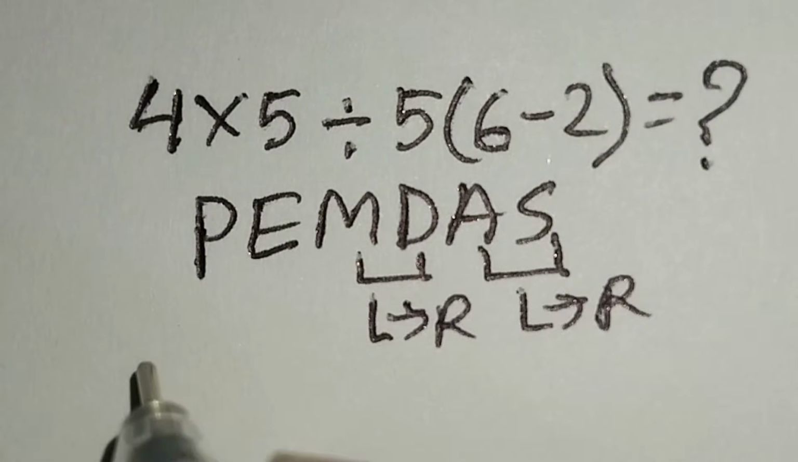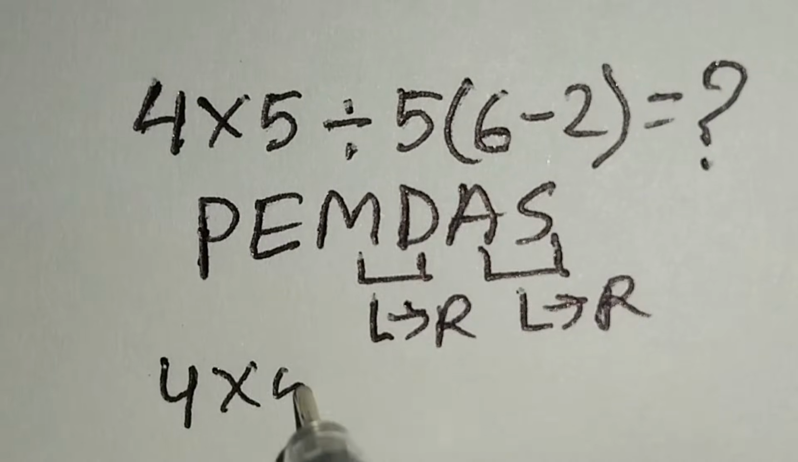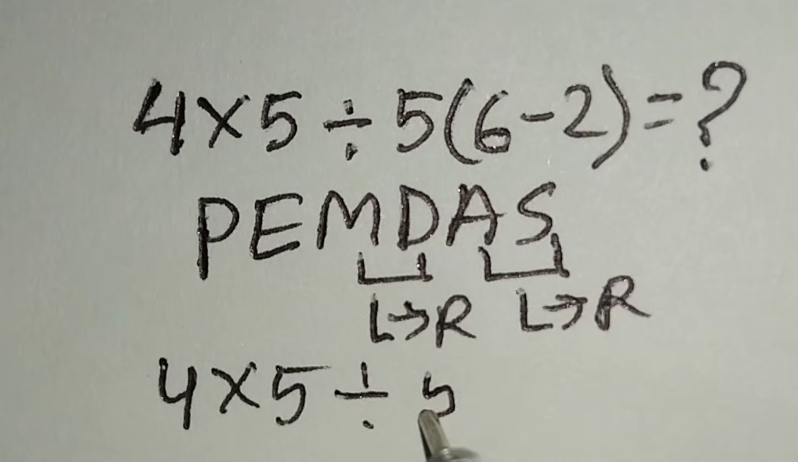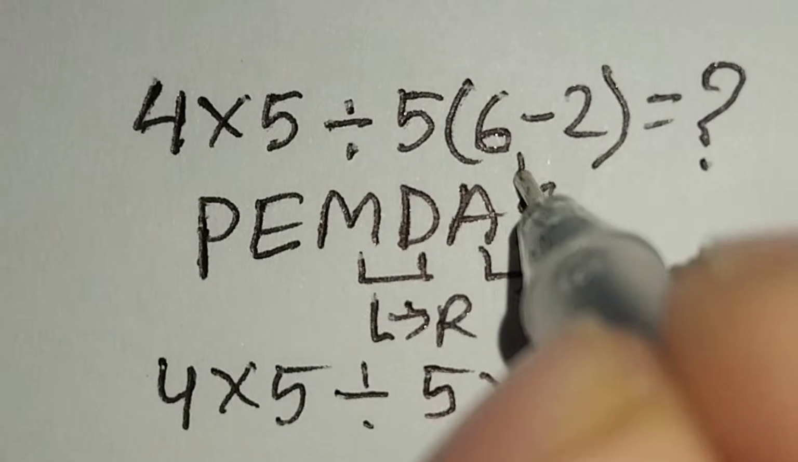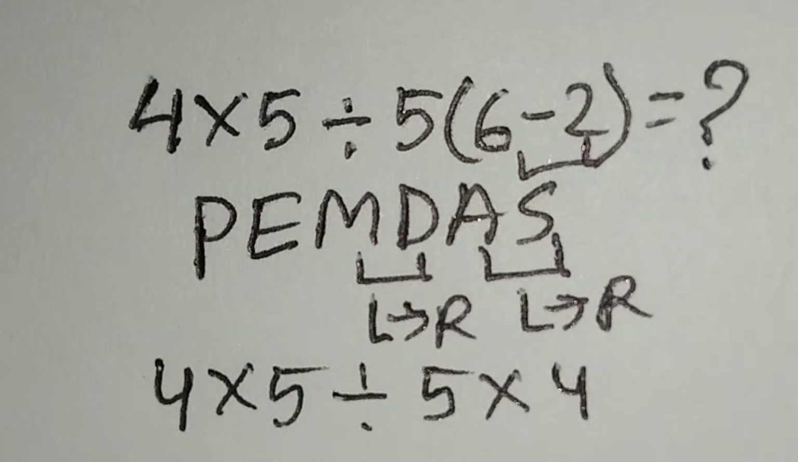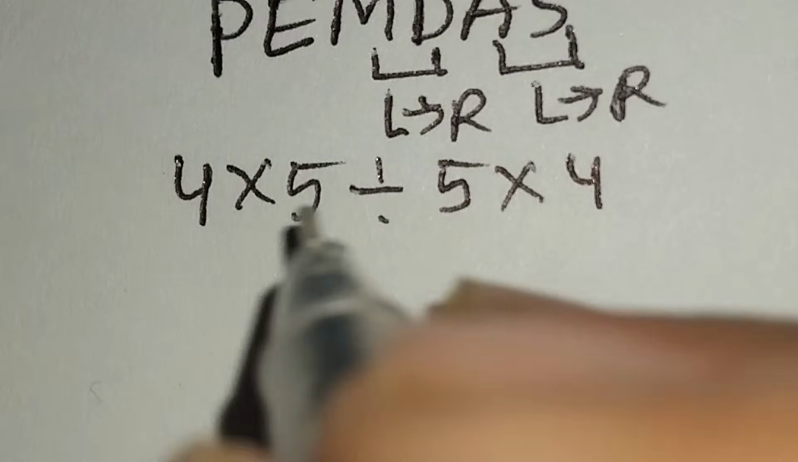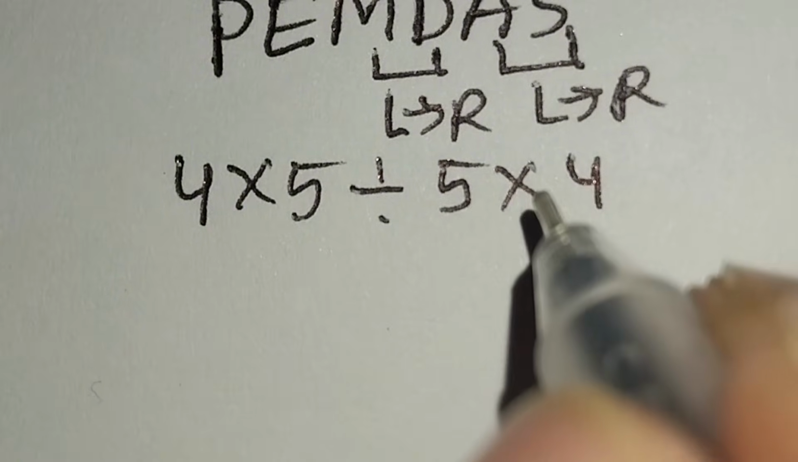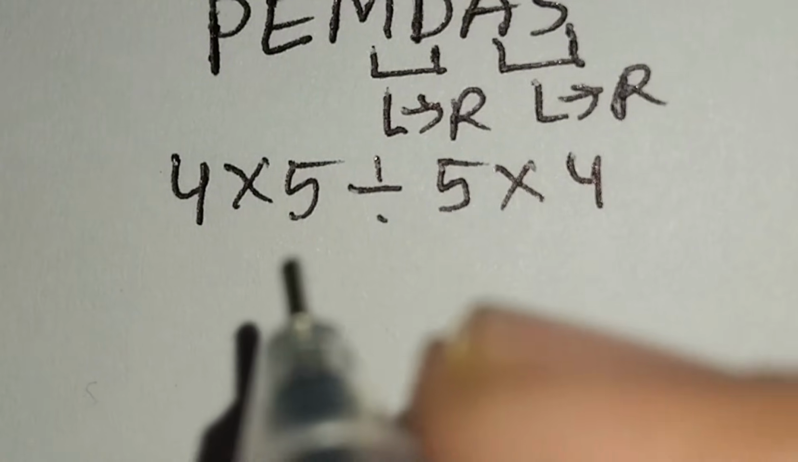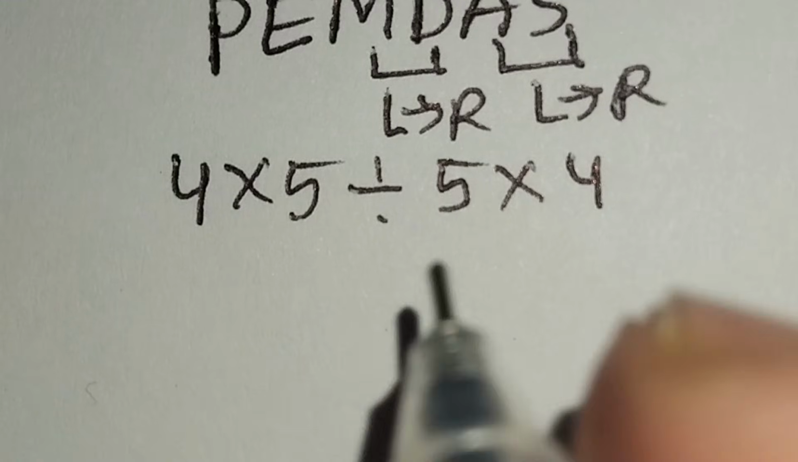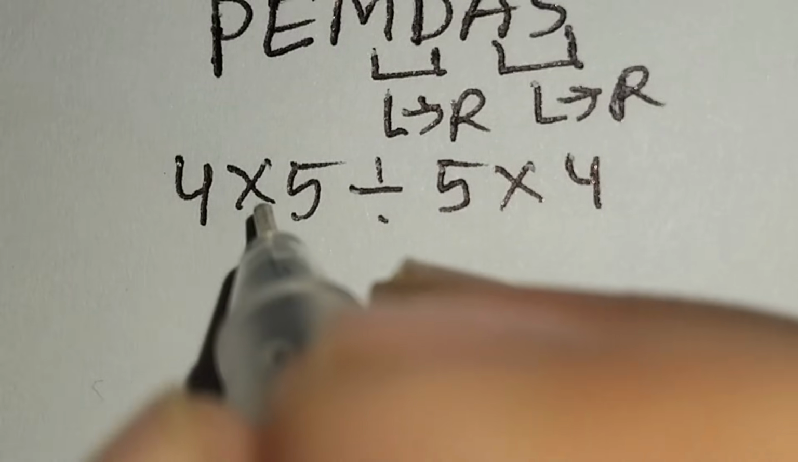Here 4 times 5 divided by this 5 times 6 minus 2 gives us 4. Now I have to work with this multiplication, then this division, then this multiplication. When we have more than one multiplication or division, then we have to work left to right. Therefore at first we have to work this multiplication.